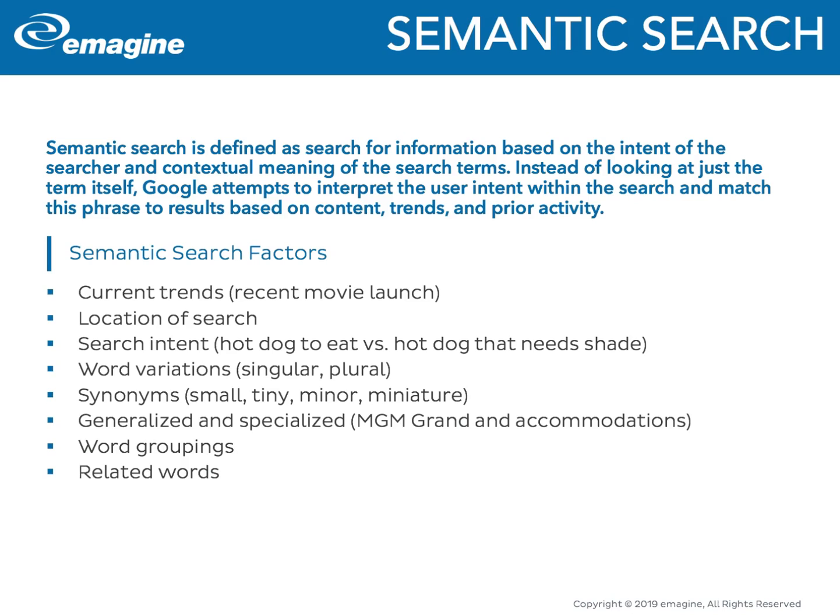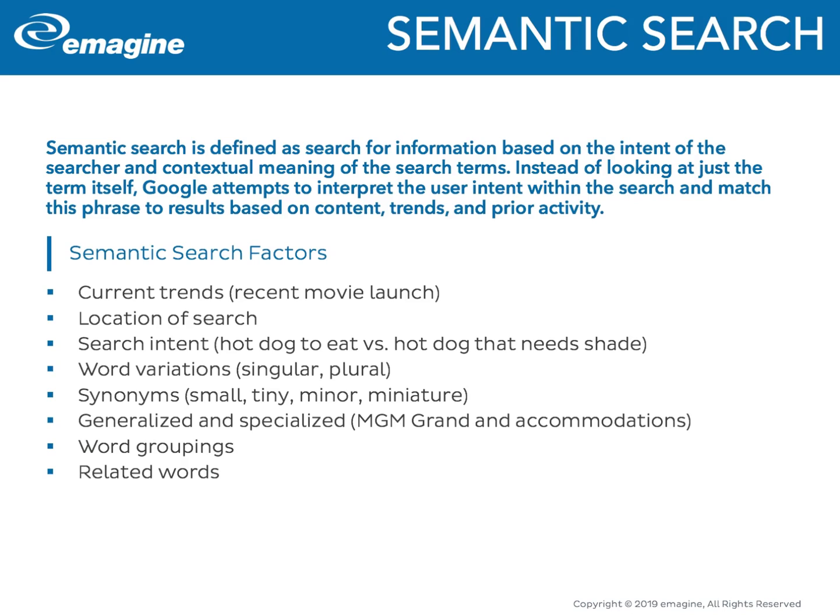Now let's talk a second about semantic search. So semantics takes into account those headers that we mentioned before, but it's really semantics are used with artificial intelligence to help Google understand the nature of content. And it's really just as a matter of that, and it doesn't have to be super complex or technical. So semantic search itself allows Google to piece together pieces of information around the web to better figure out what something is. What are some semantic search factors? Current trends, the location of the search intent, that hot dog versus the dog that needs some shade, word variations, the singular versus the plural, synonyms, word groupings and things like that.